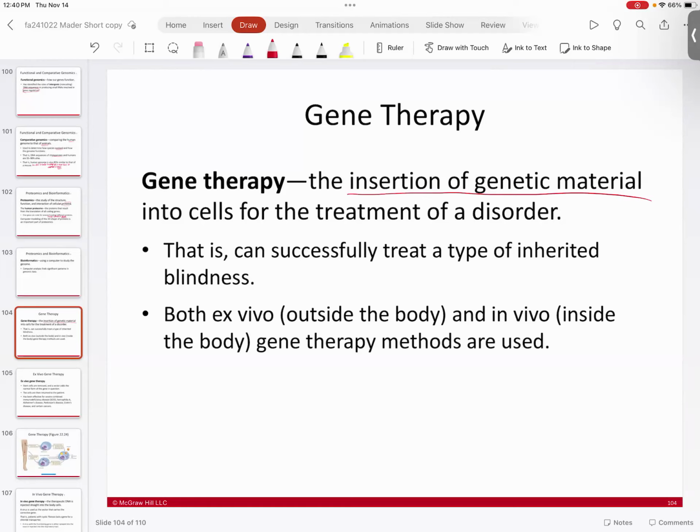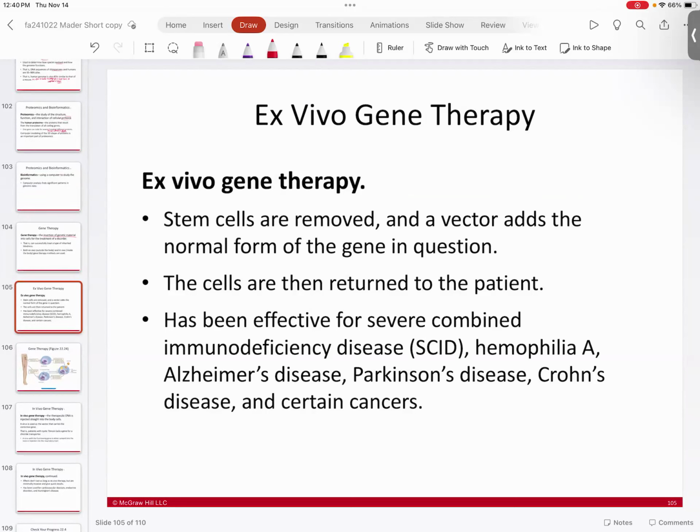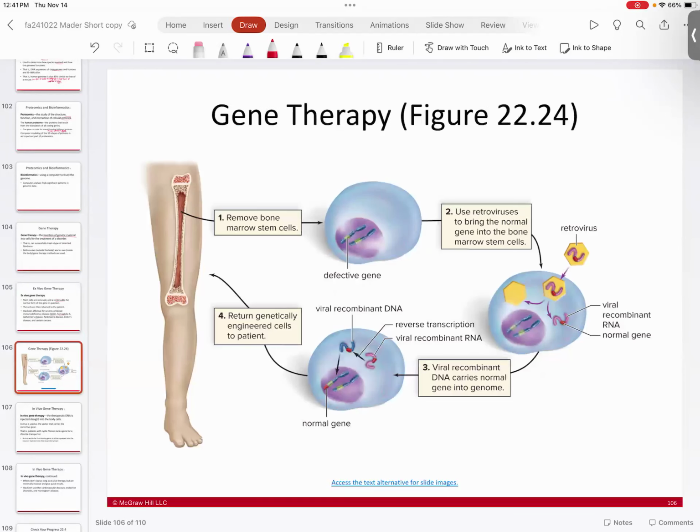Things outside the body versus inside the body, ex vivo versus in vivo, are the gene therapy methods typically used. The ex vivo is a situation where we take stem cells that are removed. We talked a little bit about this a few chapters ago. So you remove some stem cells, a vector is added to those stem cells for the normal gene in question, and then you put the cells back into the patient. And so this has been successful for SCIDs, severe combined immunodeficiency disease, hemophilia A, Alzheimer's, Parkinson's, Crohn's, and a couple of cancers.